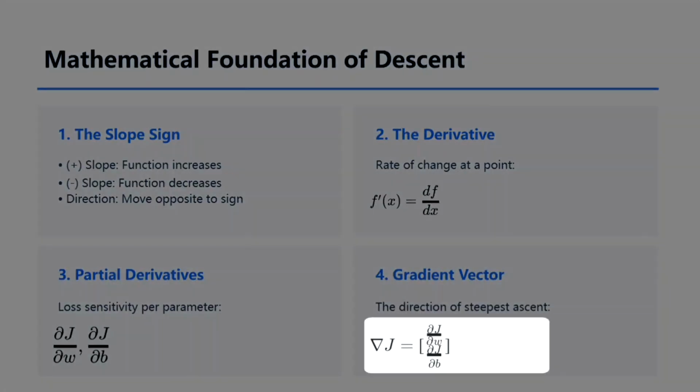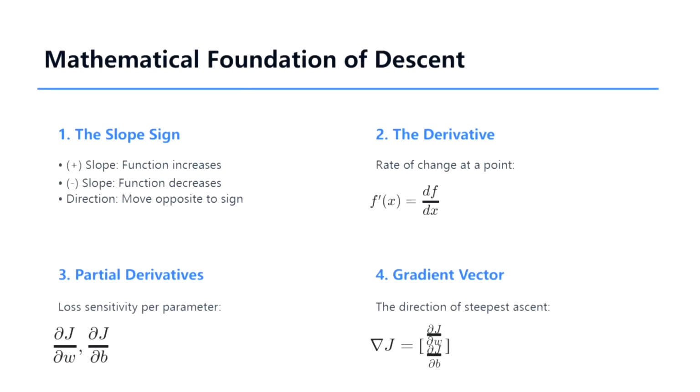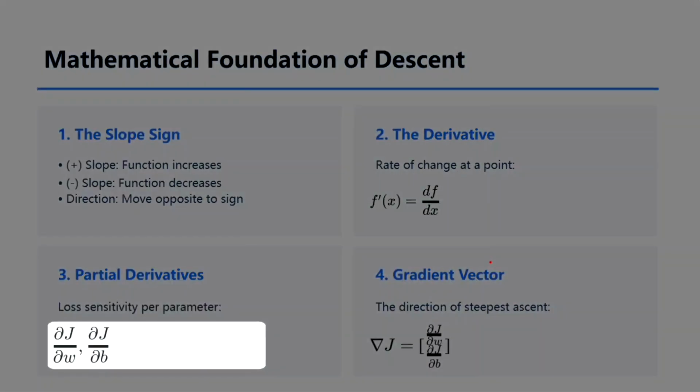Finally, we combine all those partial derivatives into a gradient vector. It's important to remember, the gradient points in the direction of steepest ascent. Since we want to minimize loss, we'll actually be moving in the opposite direction. Keep these concepts in mind, because next, we're going to put your intuition to the test to see how these slopes guide our path.